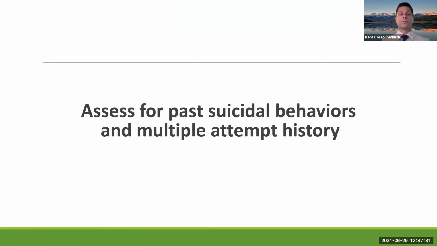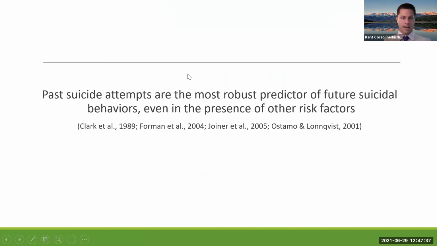So skill number 2 is assessing for multiple attempt history and for past suicidal behavior. So this is that old idea that the most robust, what people do in the future is what they're doing right now or what they've done in the past, right? Best predictor of future behavior is current or past behavior. Whether there are other risk factors present or not, this remains the most robust predictor.